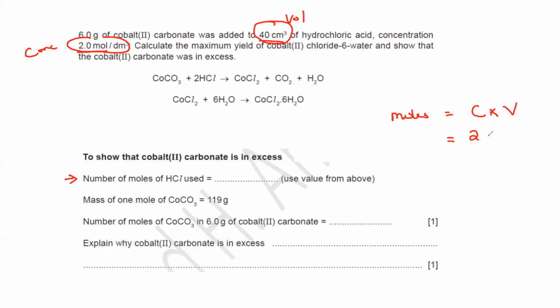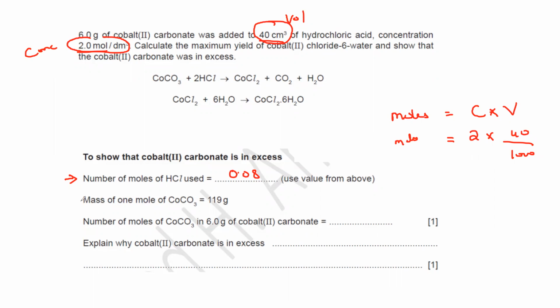So the concentration is 2, and the volume is 40 divided by 1000. 40 divided by 1000 is 0.04, multiplied by 2, which is 0.08. So the moles of HCl will be 0.08.